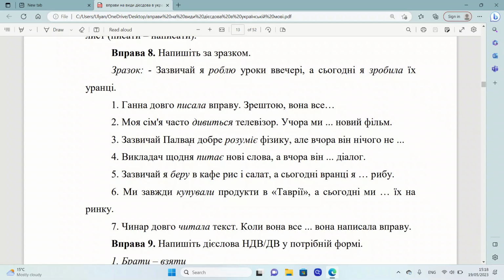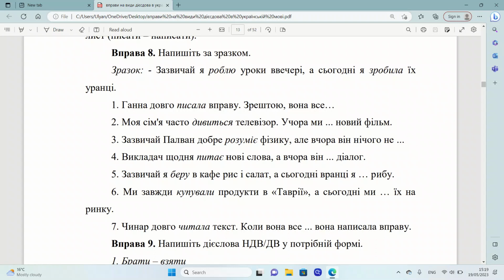Зазвичай Палван добре розуміє фізику, але вчора він нічого не something. So зазвичай, so usually Palwan understands physics well, but yesterday he didn't understand anything. So in Ukrainian it's double negative. Нічого не. Because there is no result, we would use не зрозумів.